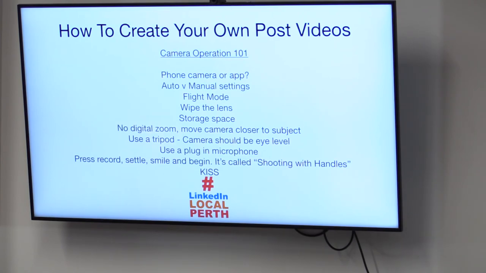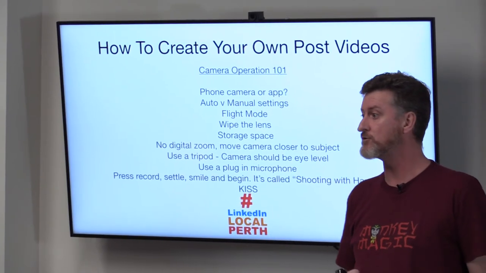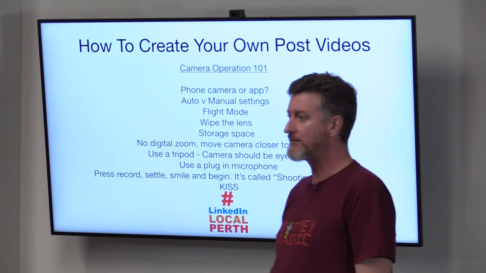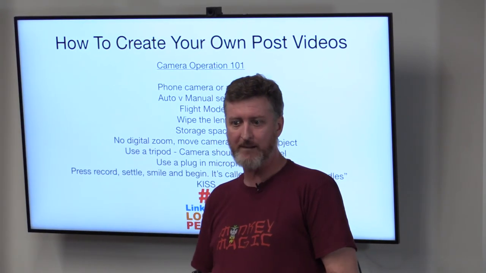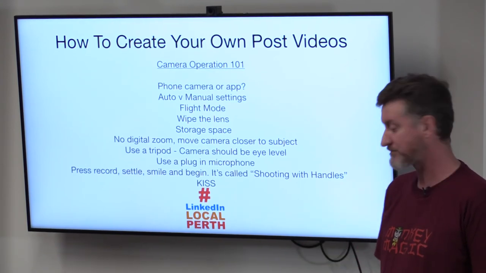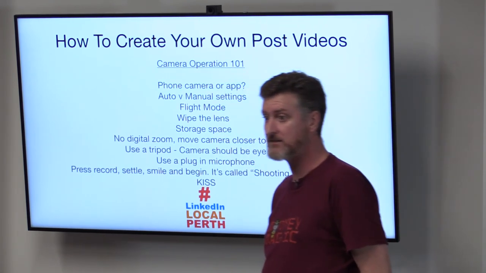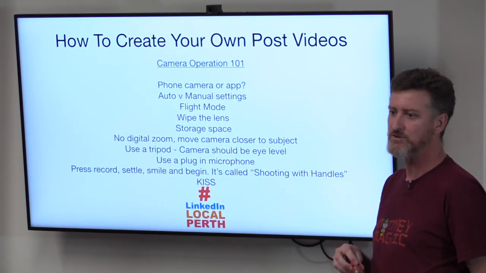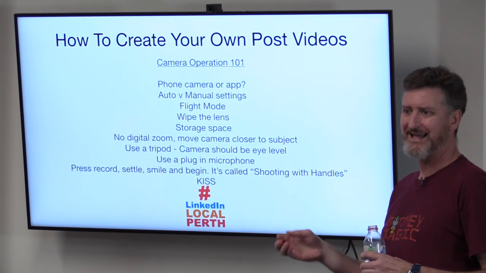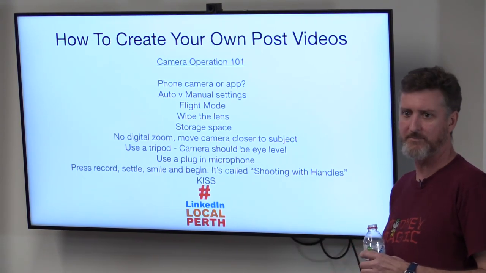Okay, so let's talk about camera operation. I'm assuming you're going to be using your phone, and it's going to be horizontal. Do you use your own phone, the native camera app, or do you invest money in buying a third-party one? The honest answer is, it's entirely up to yourself. If you're just starting out, use what you've got. Don't start buying stuff until you're competent, or you get to the point where you think, actually, I need more depth of field here, I need more control over this camera, then you can look at buying an app.